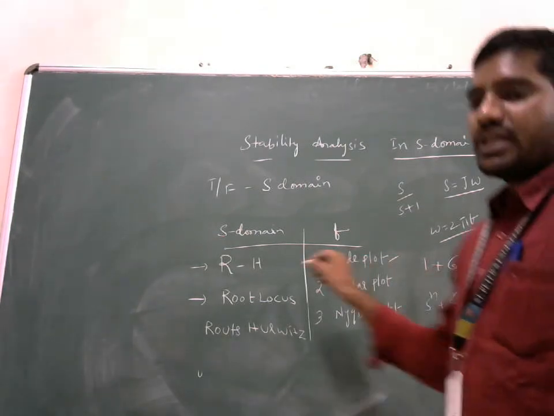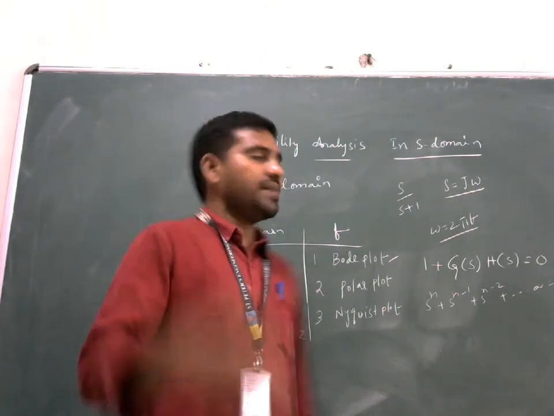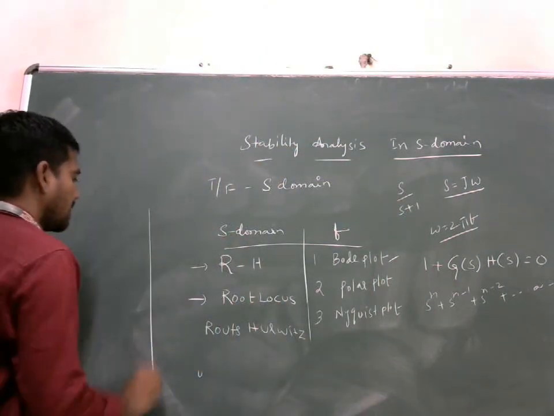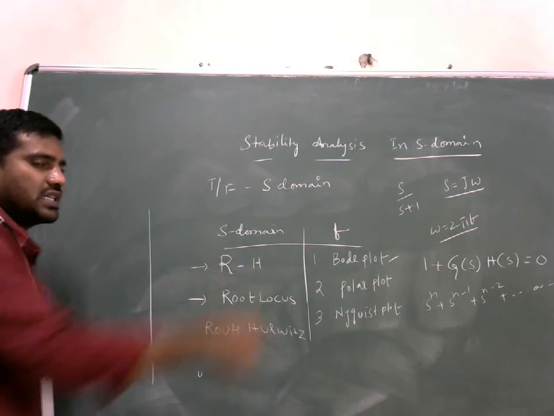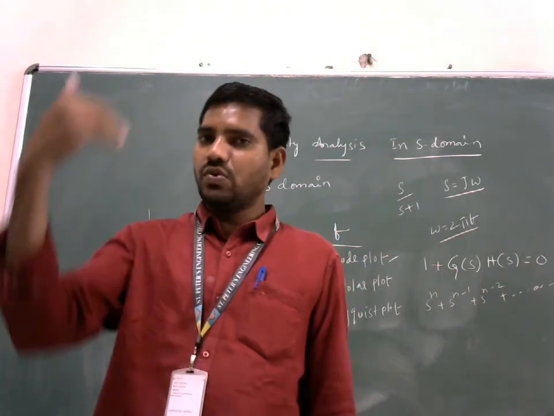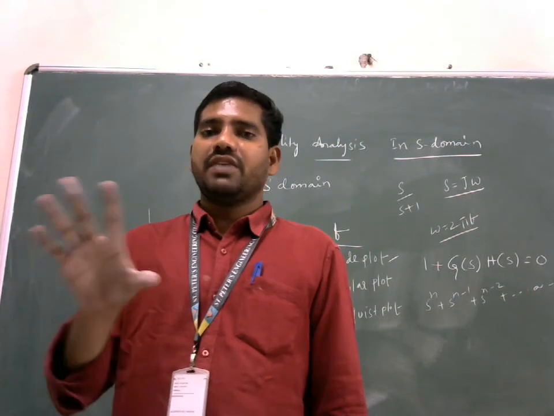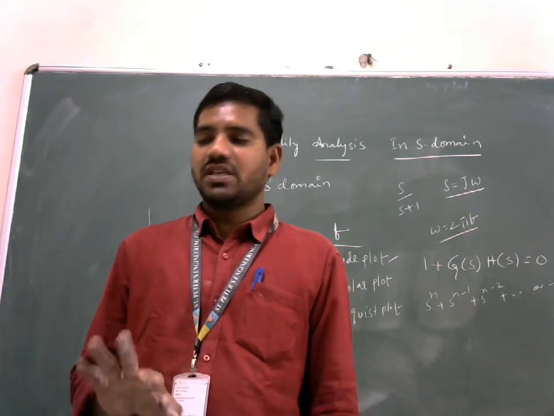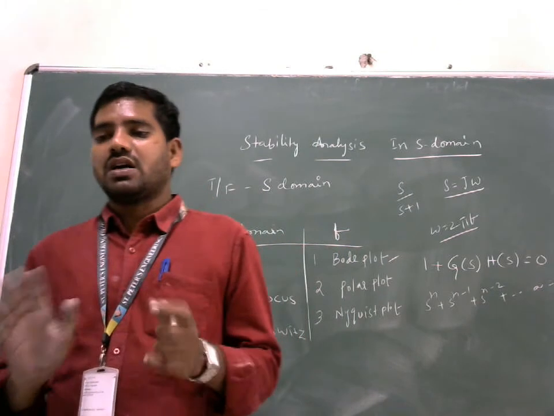In the name itself, it is an array. Array means columns and elements; it is a kind of matrix we are going to get. By using that matrix, if there are no sign changes in the first column, then we can say whether it is a stable or non-stable system.